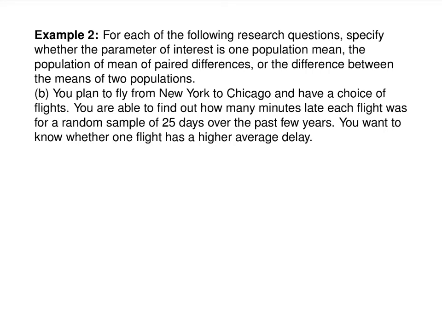You plan to fly from New York to Chicago and have a choice of flights. You're able to find out how many minutes late each flight was for a random sample of 25 days over the past few years. You want to know whether one flight has a higher average delay. And this is sort of massively paired data. And the reason it's paired is that all data for one flight will be grouped together.